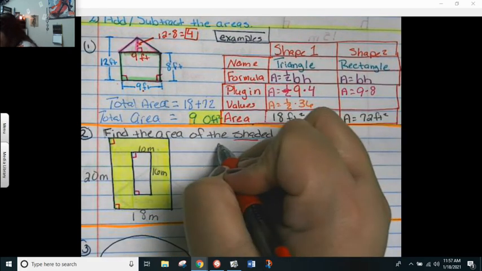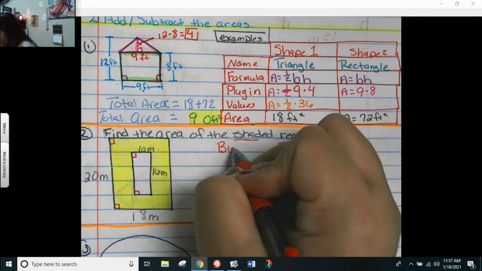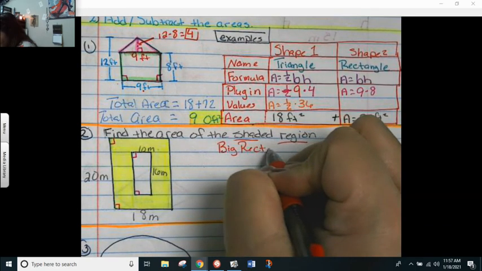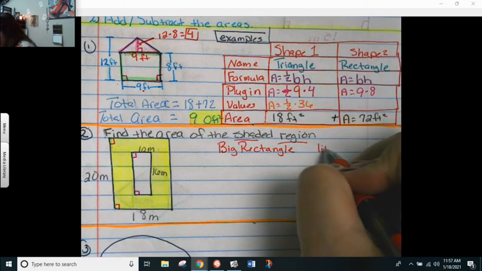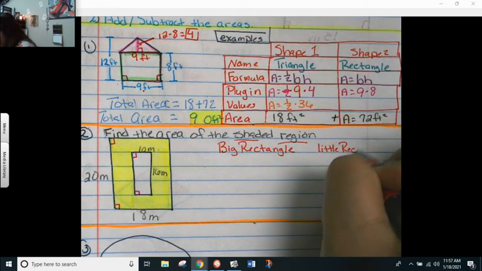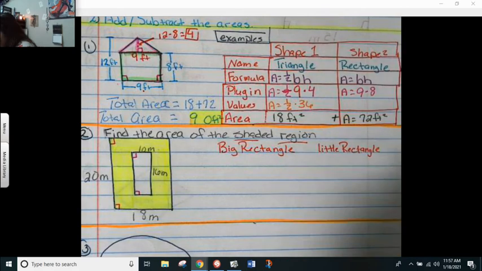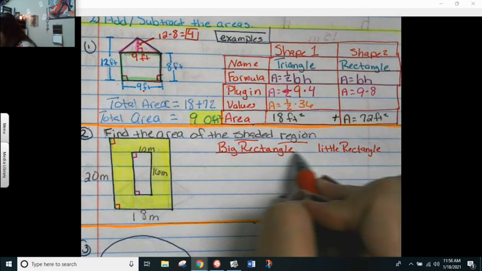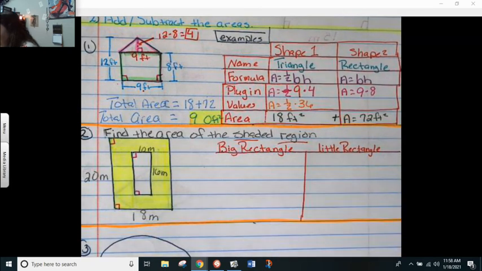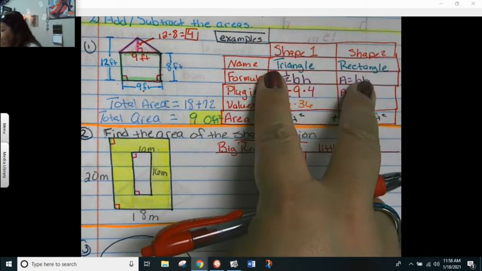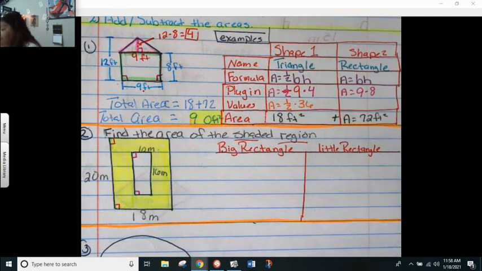So it is going to be, I'm just going to put a big rectangle, and then a little rectangle, just like that. All right, so there's the name. I put the names. Next up is my formula.